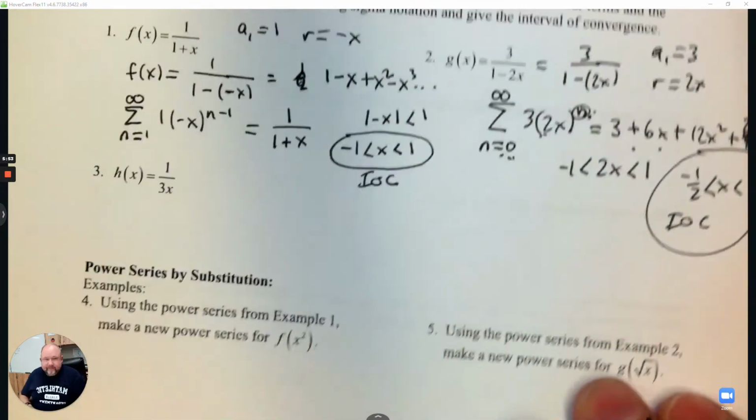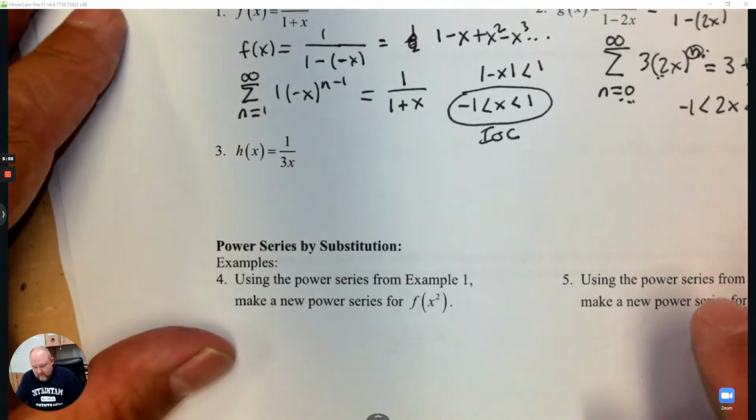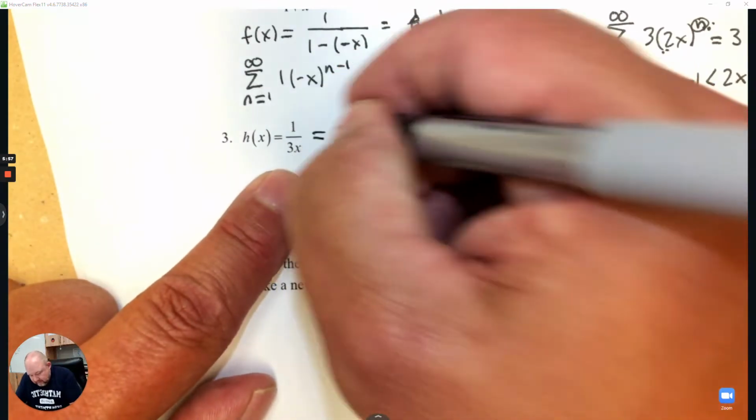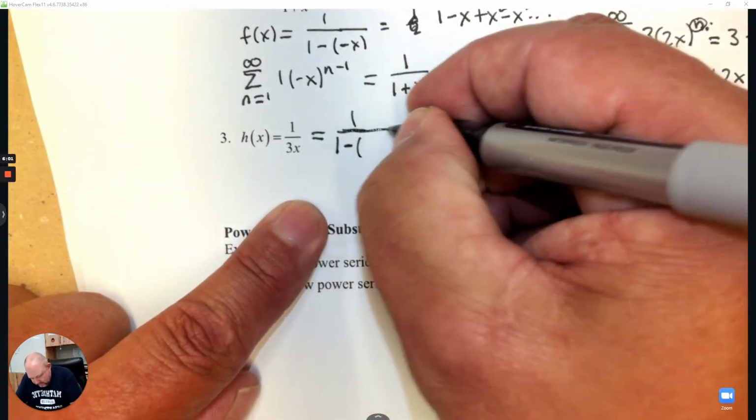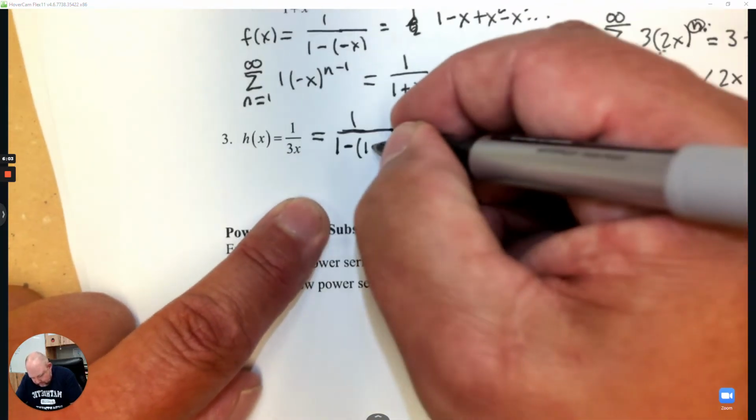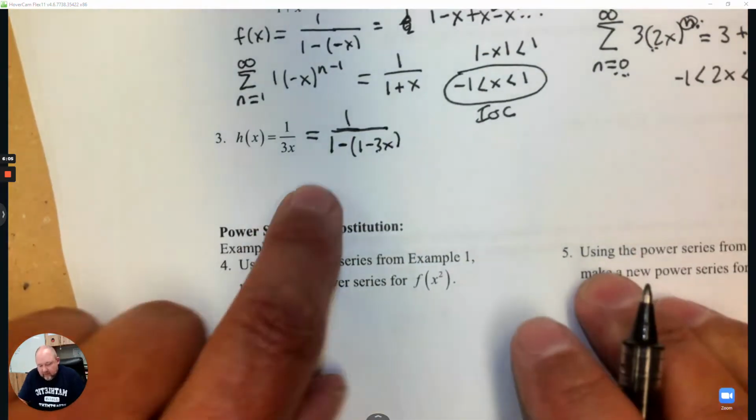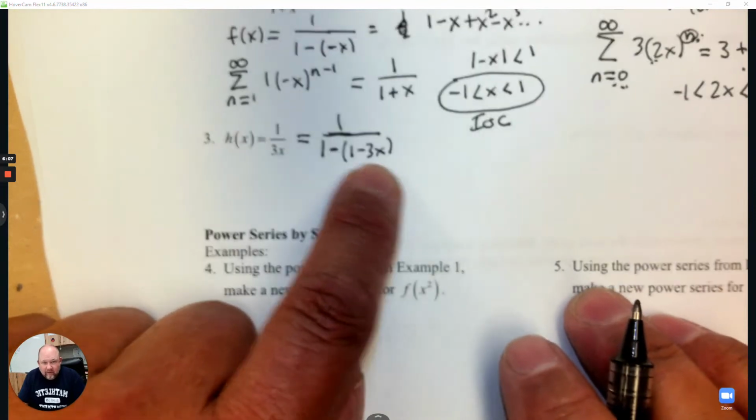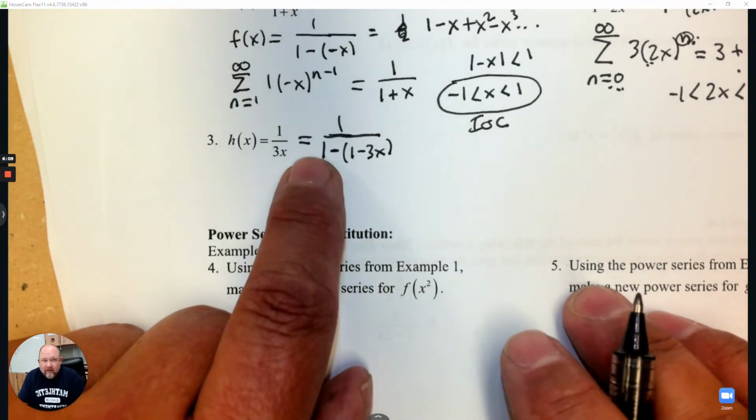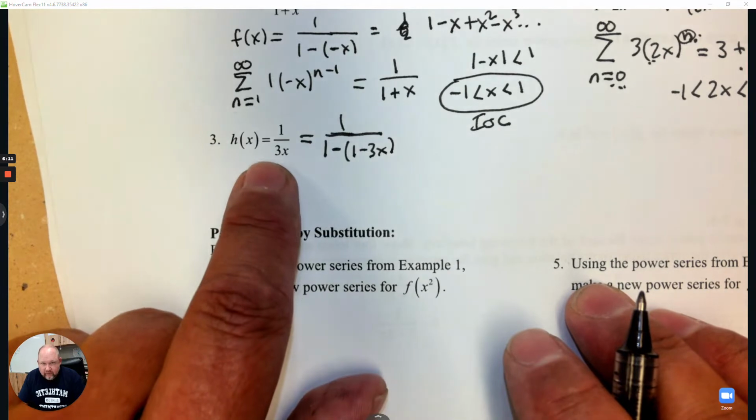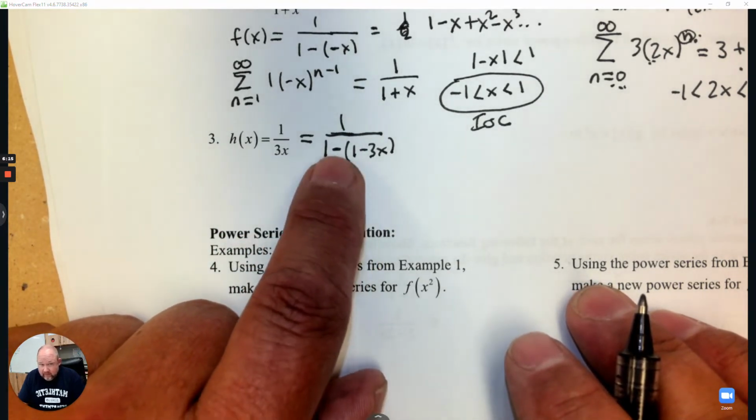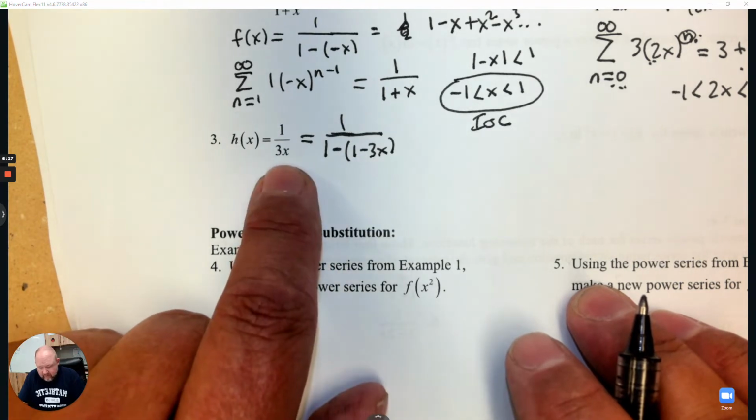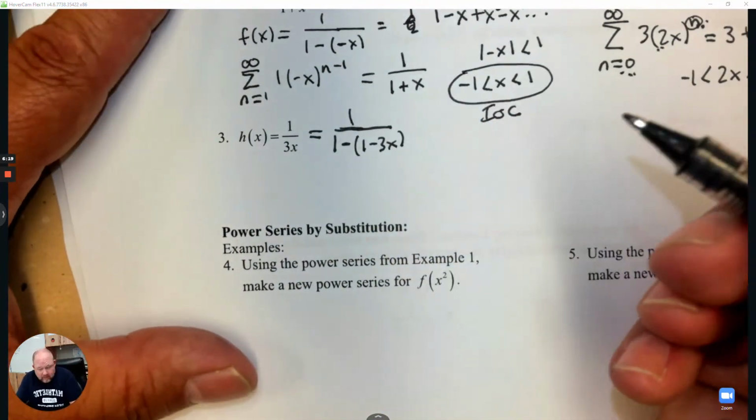Number 3. So we need to write this as 1 subtract for it to work. So this is going to be 1 take away 3x. That means when I expand this, it's just equal to 3x. So 1 subtract 1 is 0. And when you subtract negative 3x, it's positive. So I need to write it in the right form.